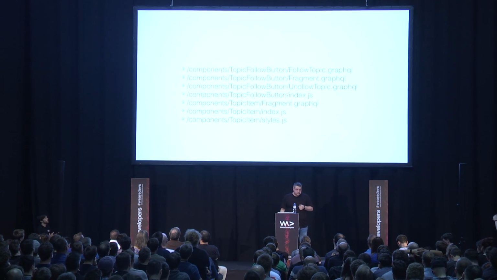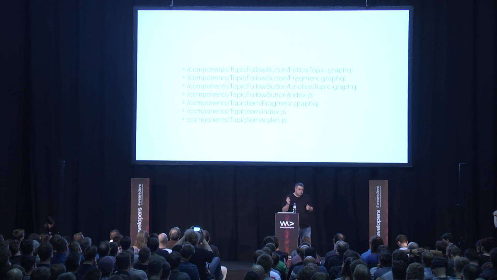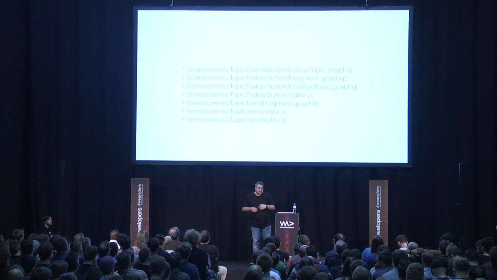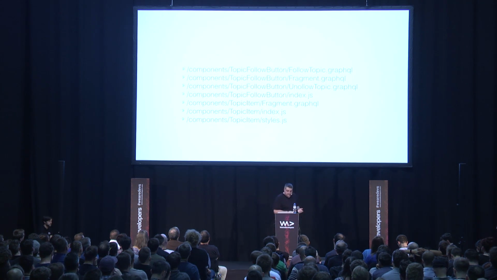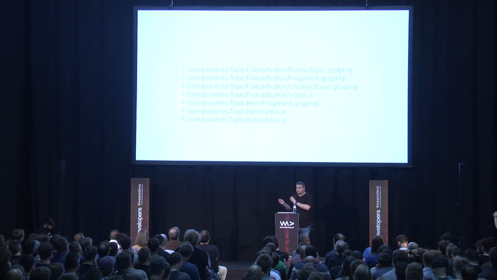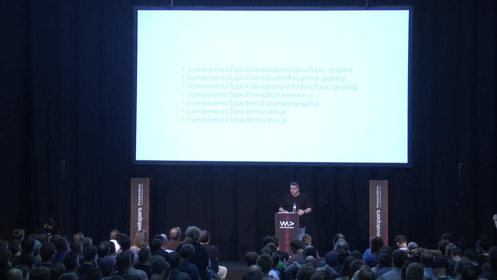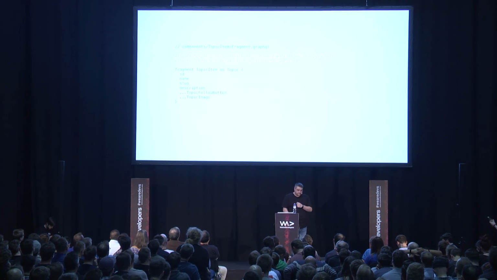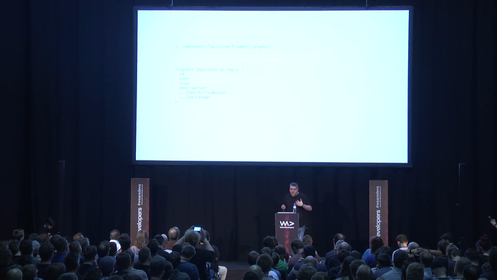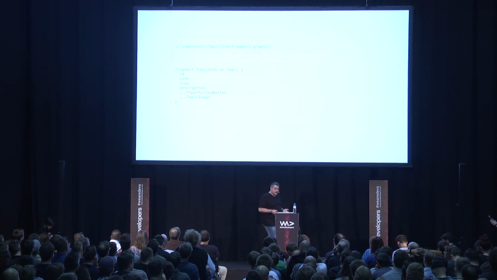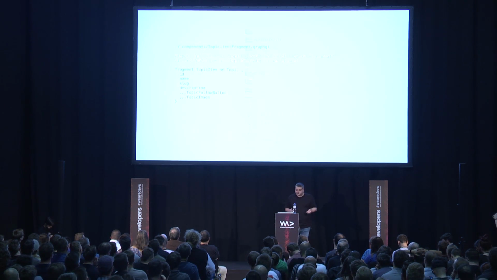Another interesting thing is how we structure our components. We have folders. The root component is named index. We have styles. We have the fragments, and everything lives together as one unit. So when we rename the component, those changes can propagate. This is how the topic items GraphQL would look. We just import the other GraphQL pieces, and we assemble it.